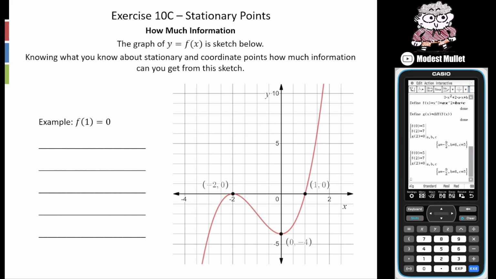Hey all, and welcome to this video where we're going to look at stationary points. This is our third lesson on the applications of differentiation, and this is certainly nothing new.